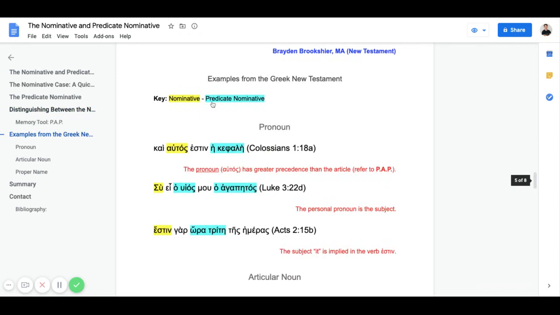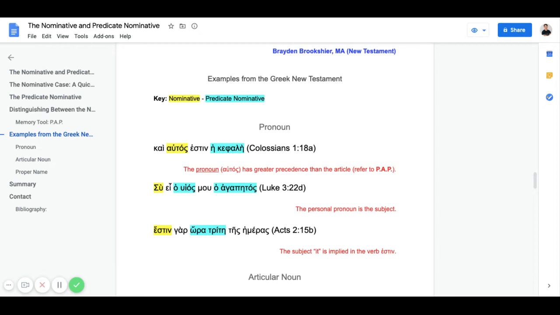Now, there's no better way of looking at how to distinguish than looking at examples in the Greek text. So what we're going to do here is, as you can see, in the yellow will be the nominative, or in this case, the subject. So the head nominative, the subject, and then a light blue will be predicate nominative. Looking at Colossians 1:18 first, if I were to translate this basically in English, it would say something to the effect of, "and he is the head."